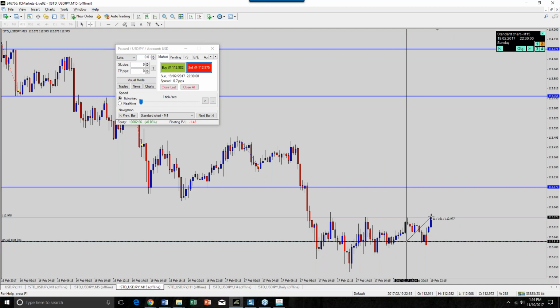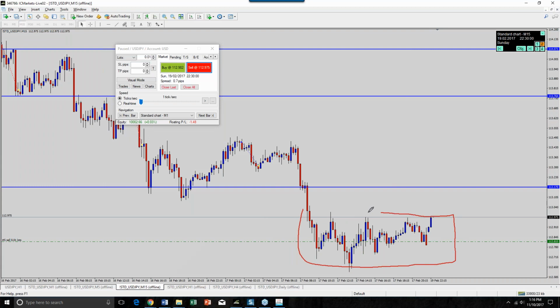So that level was too strong, and basically what's happened here is we've ranged the whole entire day. You can see we've sort of boxed that whole area and we've ranged. So this was not a good day to trade.